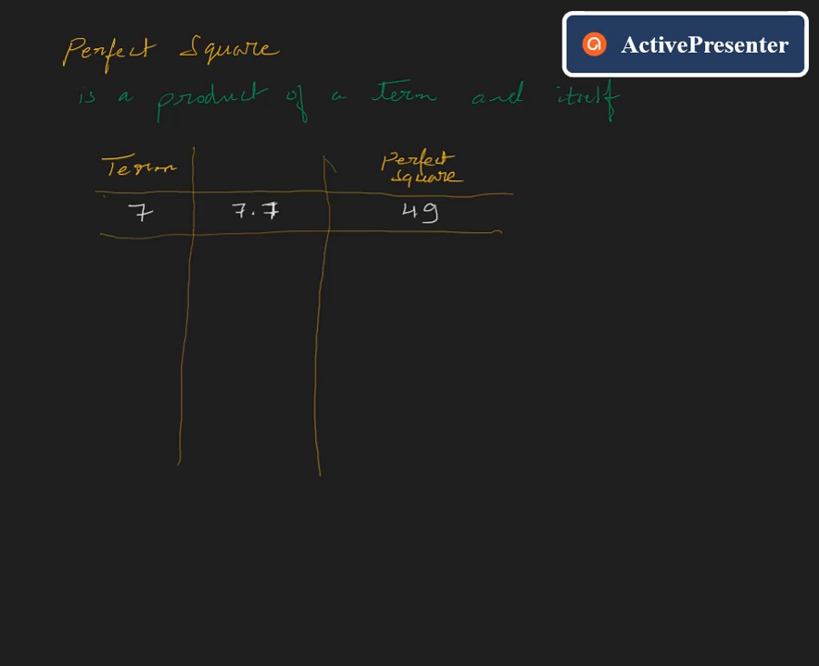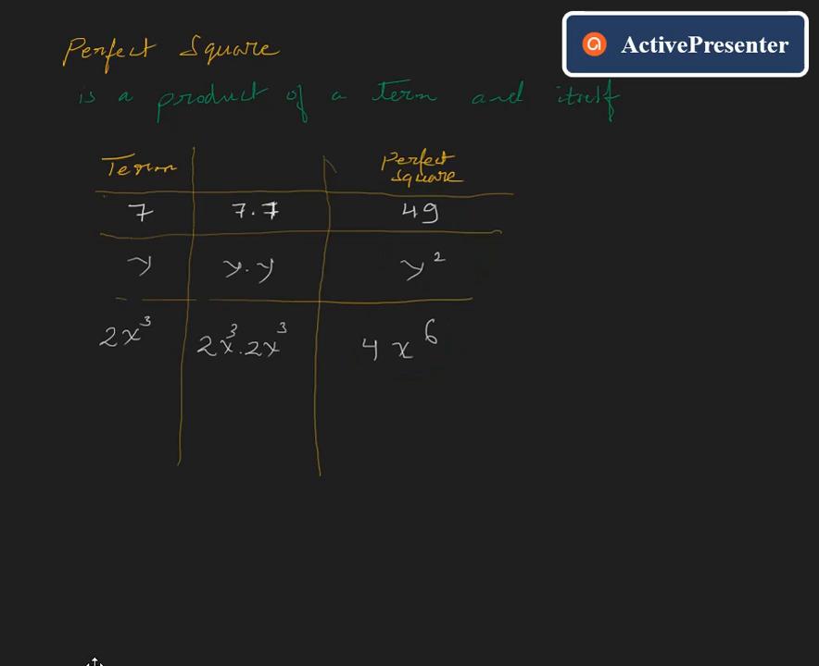If we say y, the product of the term y and itself is y multiplied by y, then the perfect square is y squared. If we say a term 2x cubed, the product of 2x cubed and itself is 4x to the power 6. This is a perfect square, and this is a perfect square.